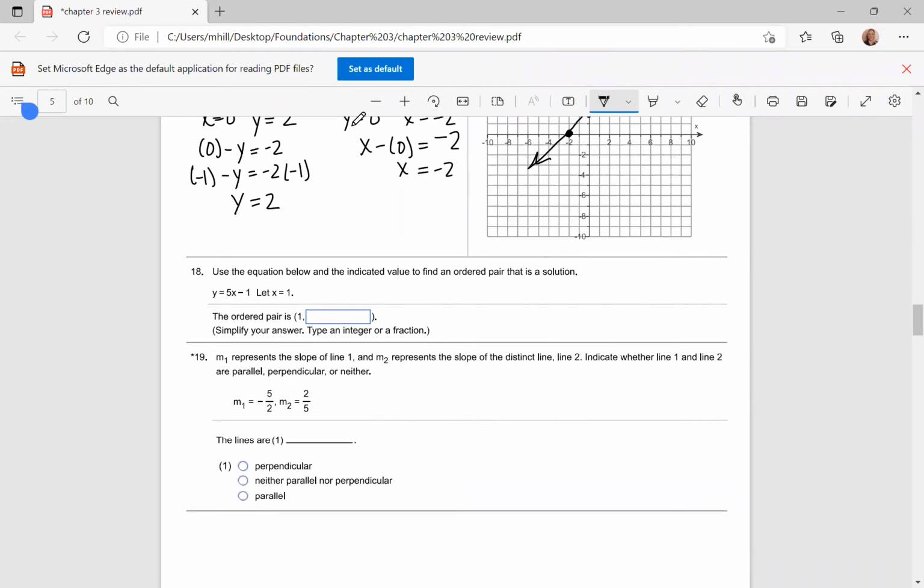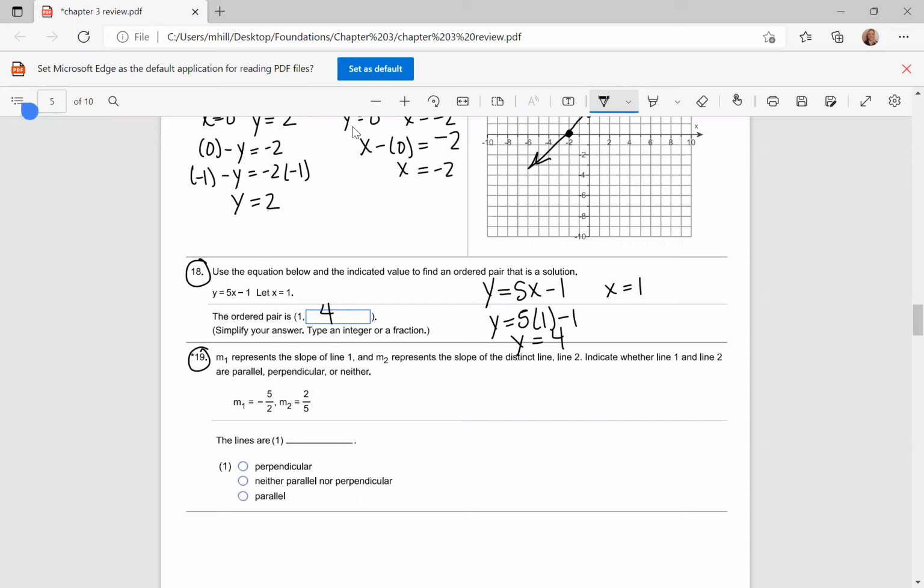On number 18, it says, use the equation below and the indicated value to find an ordered pair that is a solution. So our equation is y equals 5x minus 1. They want us to let x equal 1. So I'm just plugging in 1 for x. And so 5 times 1 is 5, minus 1 is 4. So the answer would be 4 here.